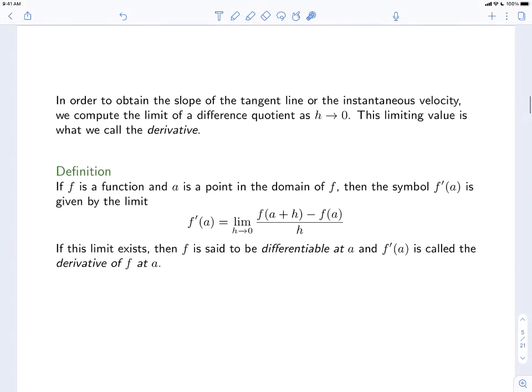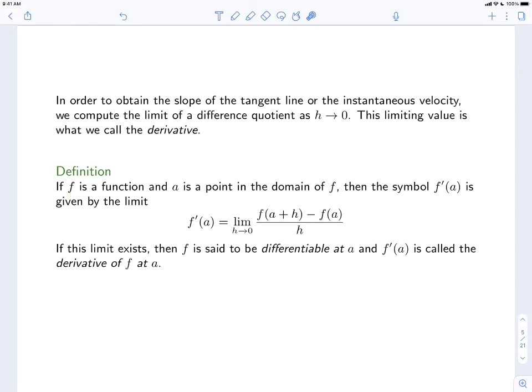In order to obtain the slope of the tangent line, or the instantaneous velocity, we compute the limit of a difference quotient as h goes to 0. This limiting value has a name, and we call it the derivative. Let's write this as a definition.